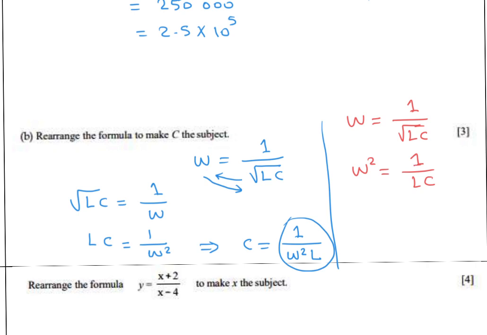Now multiply by LC. So W squared LC equals 1. LC goes to the other side by multiplication. If I need C as the subject, then W squared L goes to the other side by division. So C equals 1 over W squared L. Same answer.